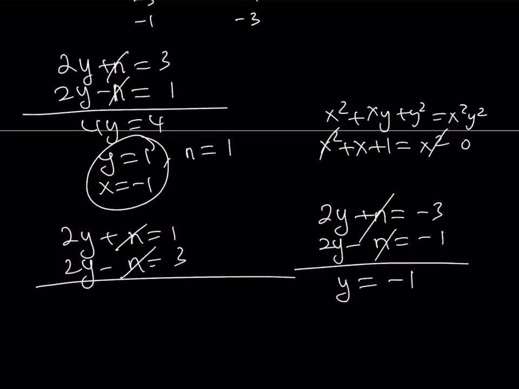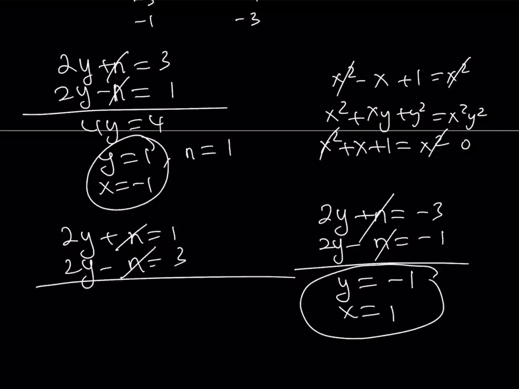Now, if y is equal to -1, let's go ahead and check out this equation. X squared minus x plus y squared, which is 1. And on the right-hand side, we're going to get x squared again. And in this case, x is going to be +1. So we kind of have a situation where x and y switch around.